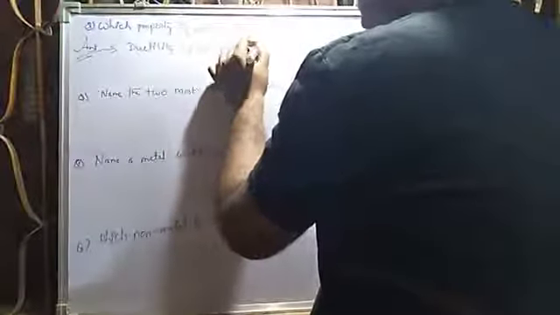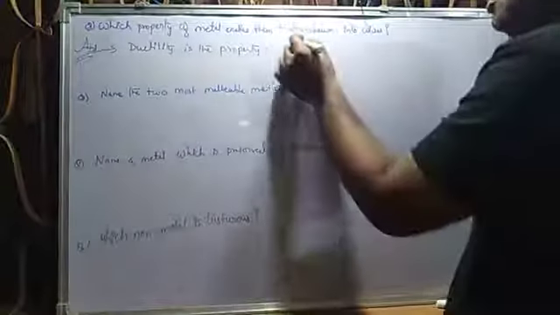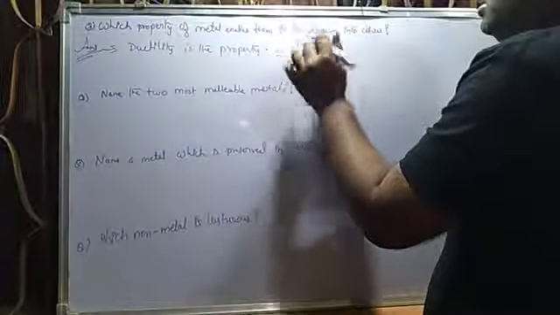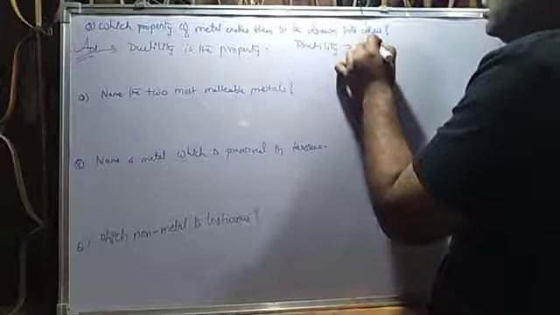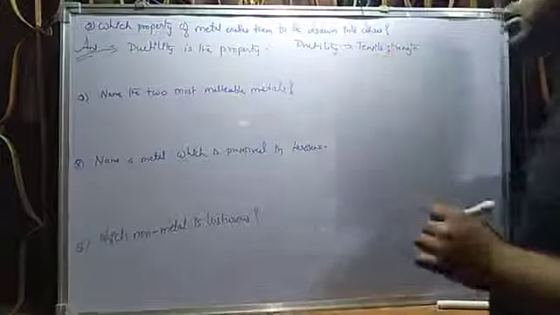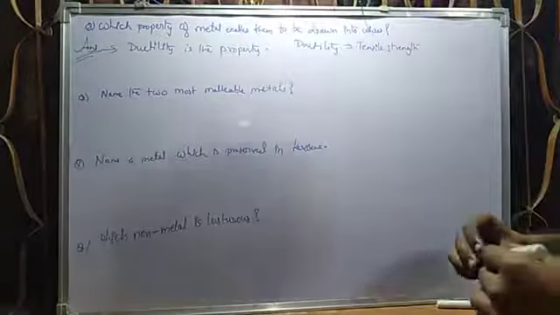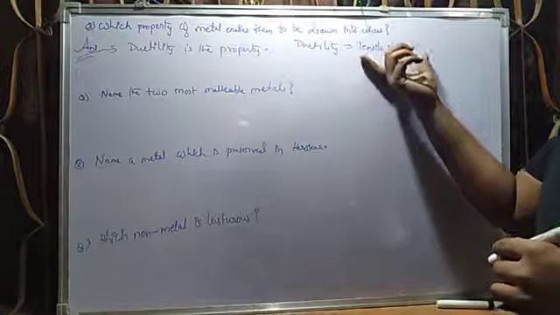The property is known as ductility. Ductility is the property which enables them to be drawn into wires. What does ductility show? Ductility shows the tensile strength of a metal, how much tension it can bear easily.